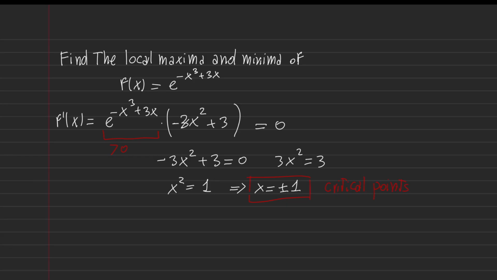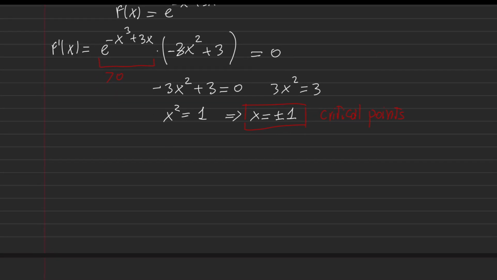Perfect. And now I can use, for example, the second derivative test to figure out if they are local maxima or local minima. So we compute the second derivative, f second of x equal. And now we have to be a bit careful because it's a product rule. So first we take the derivative of the exponential times this one taken normally, and then we take the derivative of the polynomial times the exponential.